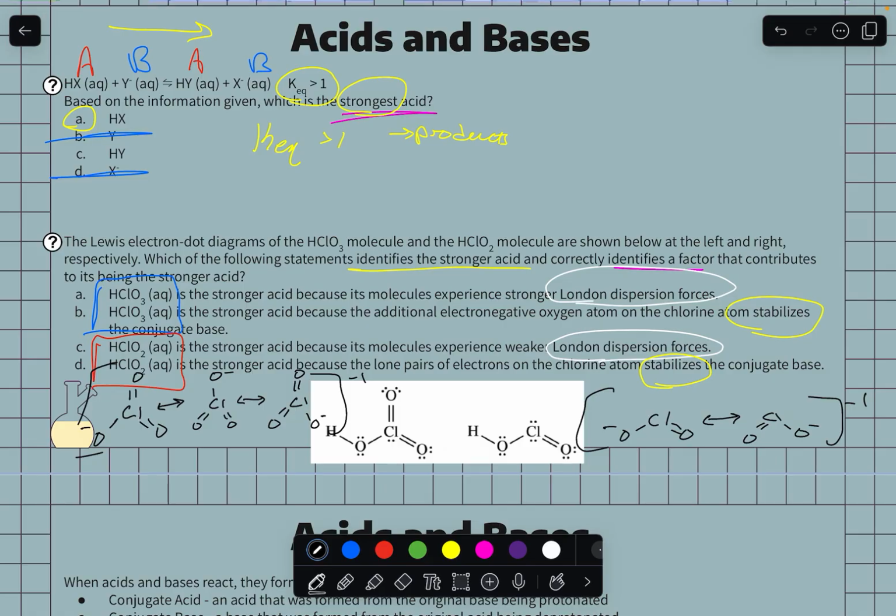Okay, so looking between London dispersion forces or stability, the stability will have a greater impact on this. So we know A and C are out because we want stability. So the only thing is, is HClO3 or HClO2 stronger? Okay, so HClO3 has 3 resonance structures, right? 1, 2, 3. HClO2 has 2 of them. The more resonance structures you have, the more stable it is. So since HClO3 has more resonance structures, it is more stabilized. That is going to be our answer. Okay, so our answer here is B.